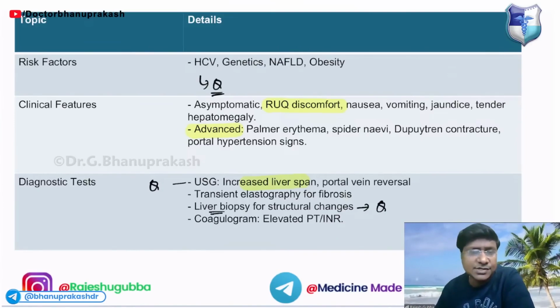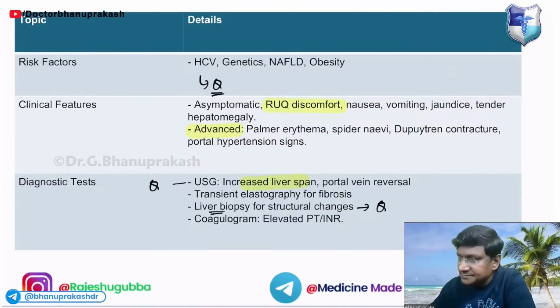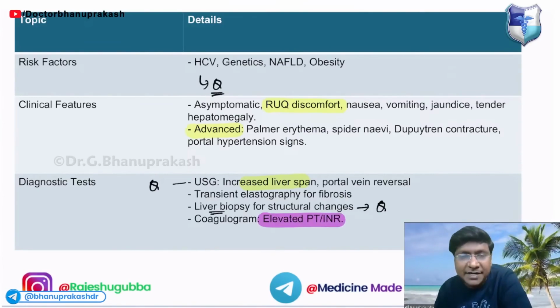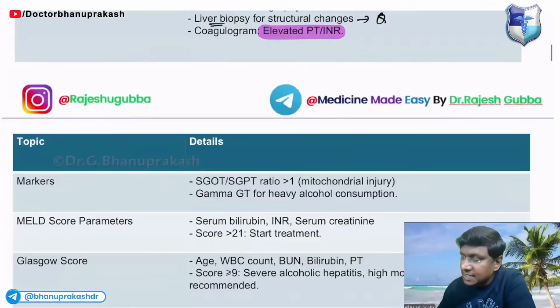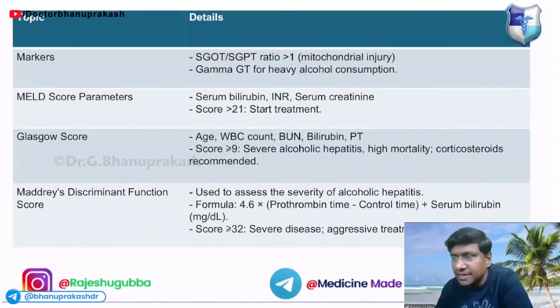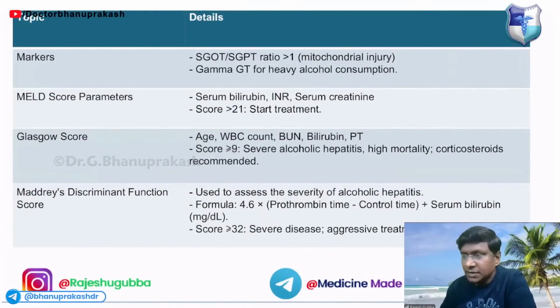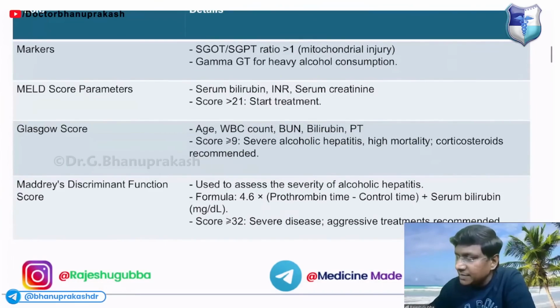And next important is, because the liver is the site where you have the synthesis of the coagulation factors, once the liver is damaged, what will happen? The coagulation factors are not synthesized. Thereby, what will happen to the PT and INR? There will be elevated PT as well as INR. Now, what is another important question that can be asked in alcoholic hepatitis? That is about the enzymes. The enzymes that are elevated are your SGOT as well as the SGPT.